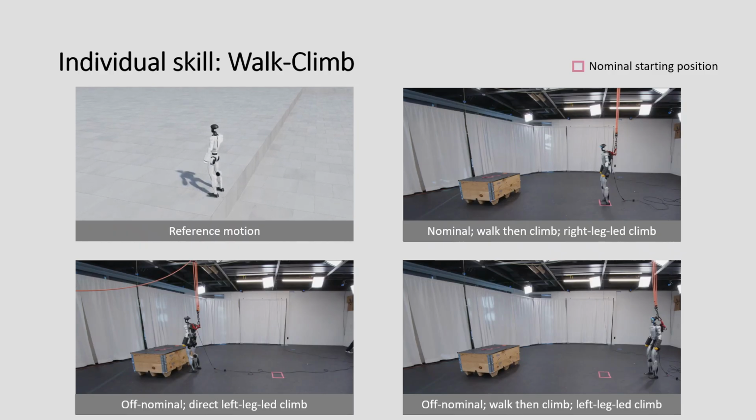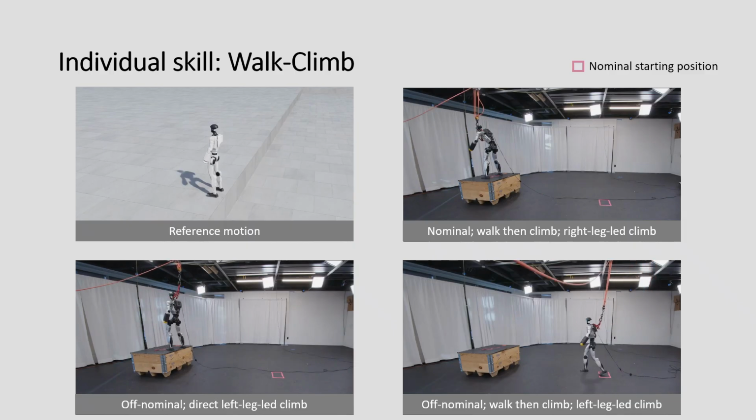During testing, the pink box indicates the nominal position. In the top right video, the robot starts from the nominal position and climbs using the right leg first. In the bottom left video, the robot starts very close to the box and climbs directly using the left leg. In the last video, the robot starts farther away, walks naturally, and climbs using the left leg first.